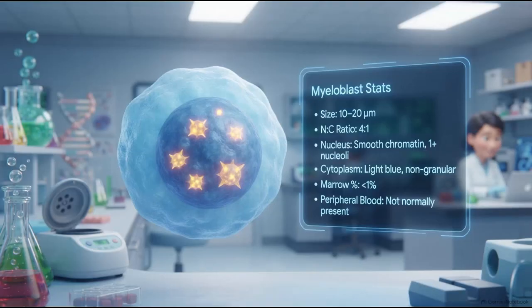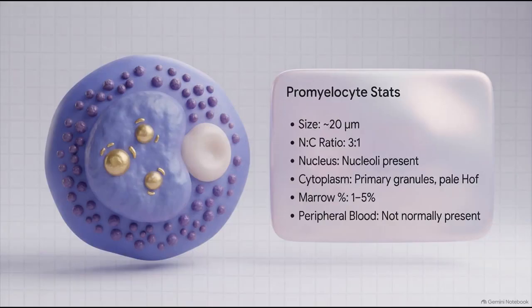All right, let's start our baby pigs may munch bacon slowly mnemonic right at the beginning with the myeloblast. Check out that massive 4:1 N to C ratio. This cell is big, 10 to 20 micrometers large. The nucleus has smooth chromatin with one or more prominent nucleoli, and there are absolutely no granules yet in that light blue cytoplasm. That means you can't even identify the specific lineage at this point. It makes up less than 1% of normal bone marrow, and you should never, ever see this in normal peripheral blood.